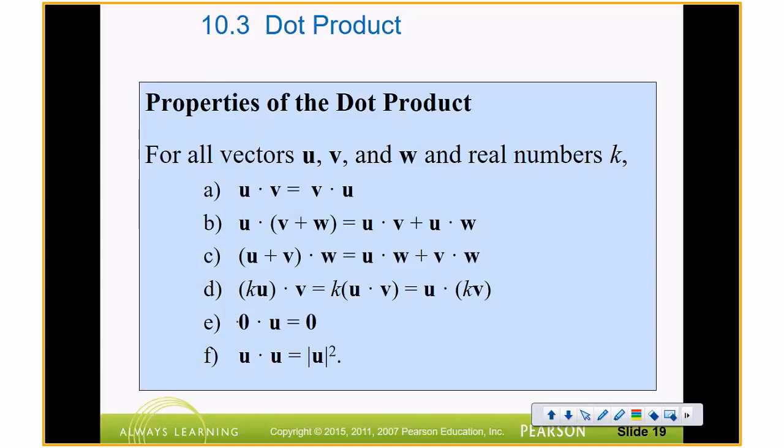Anything times 0 is what? 0. If you take the unit vector and multiply it by the unit vector, you get the unit vector squared. So these are just some properties. Just write them down right quick. They're not detrimental to you making an A on this test, but you need to write them down.